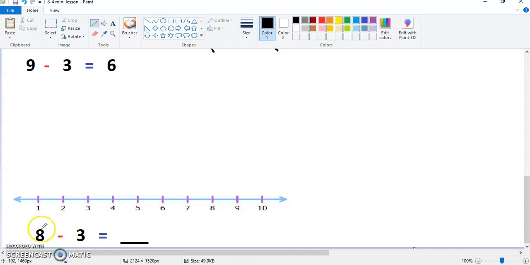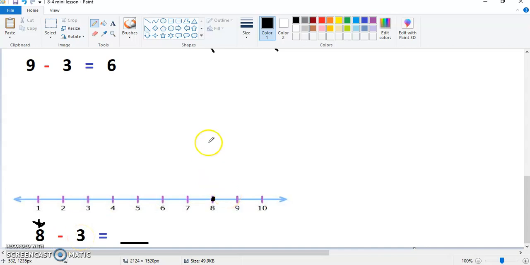So looking on our number line, we're going to start with this first number. This is where we start. So we're starting at 8. So let's find it. Oh, there's 8. I found it right there. Okay, and we're going to bounce backwards 3 spaces.